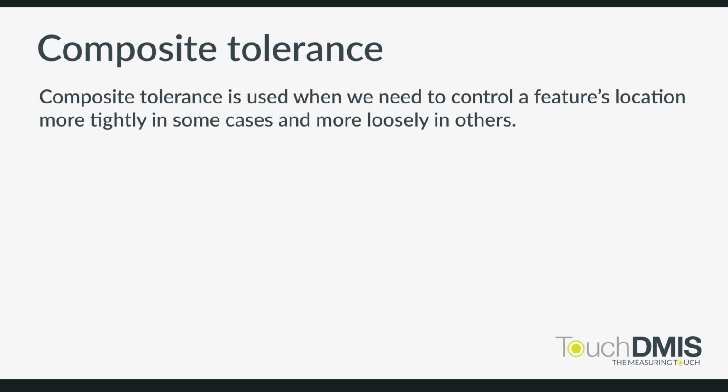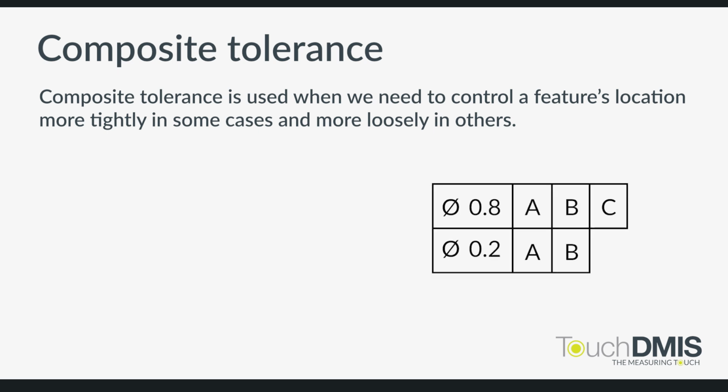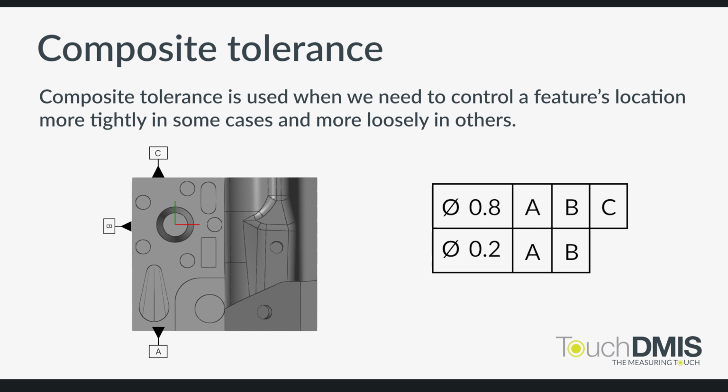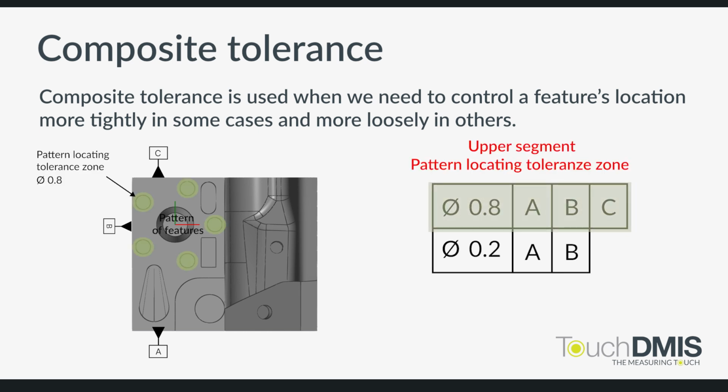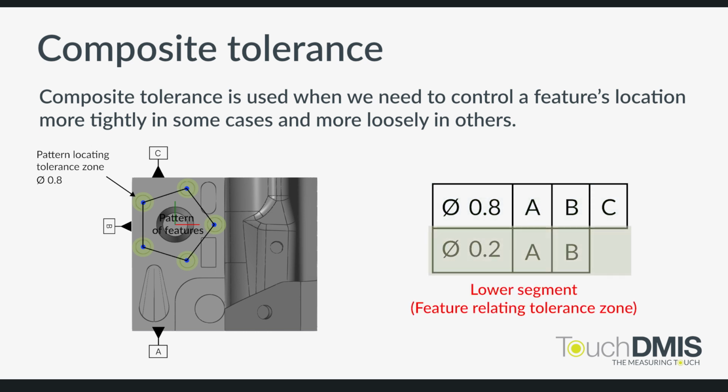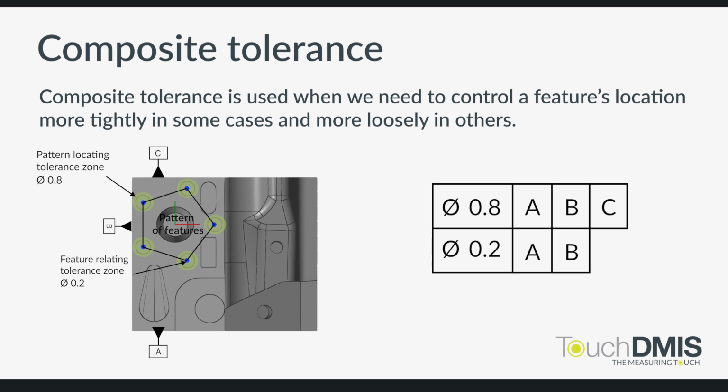It consists of two tolerance zones, stacked in a single feature control frame. A composite feature control frame has two segments, each specifying a different aspect of the feature's tolerance. The upper segment, known as the pattern locating tolerance zone, controls the location relative to a datum structure, like the entire part. The lower segment, known as the feature relating tolerance zone, controls the tighter relationship within the pattern itself. Let's see how to apply the composite tolerance in TouchDMIS using this feature control frame.